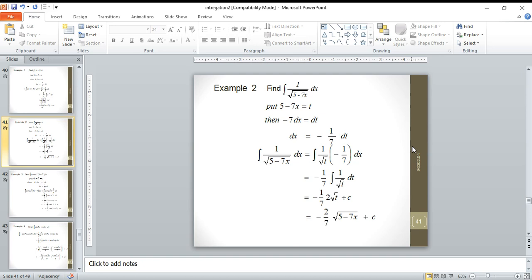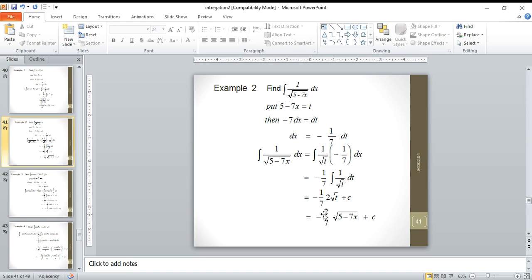Integration 1 by under root of 5 minus 7x dx. Put 5 minus 7x equal to t. Then dx is minus 1 by 7 dt, that is a printing mistake. So it becomes minus 1 by 7 into integration 1 by root t dt.